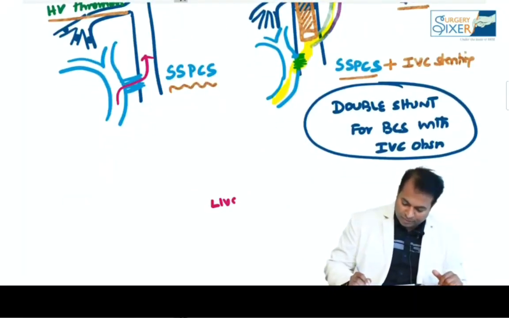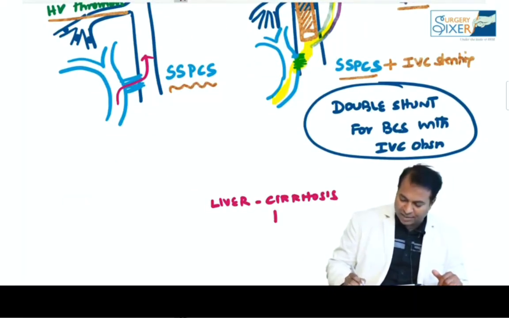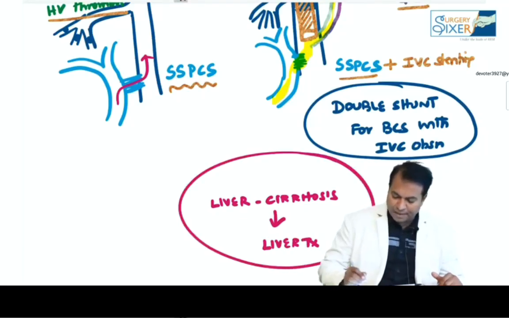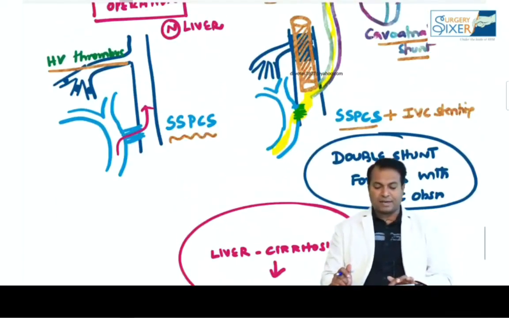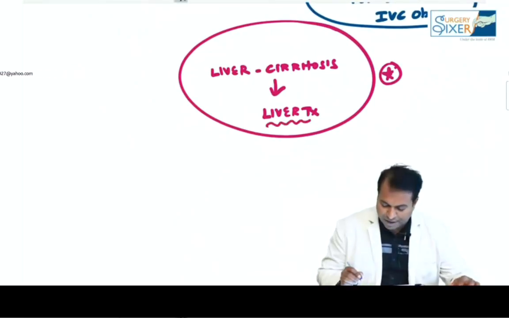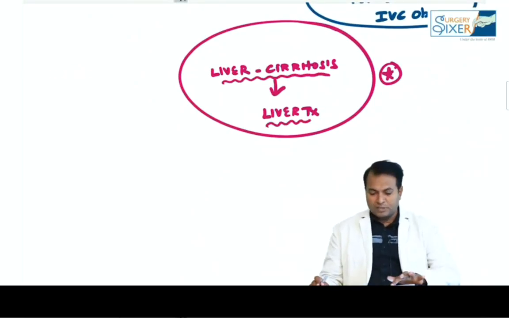If liver is cirrhotic, if the liver has already gone for cirrhosis in Budd-Chiari syndrome, the only treatment is liver transplantation. If liver is already cirrhotic, we should go for a liver transplantation. Please don't forget this point. If liver is already gone, we have to plan for liver transplantation for these cases. So please don't forget this point about Budd-Chiari syndrome.